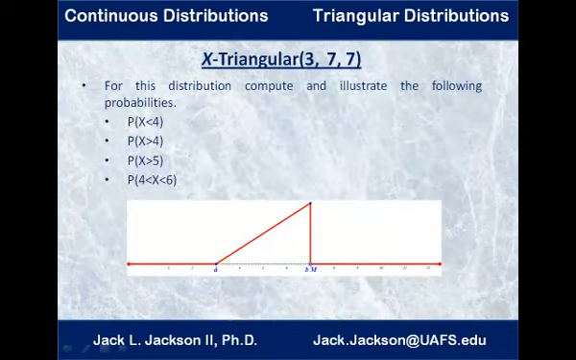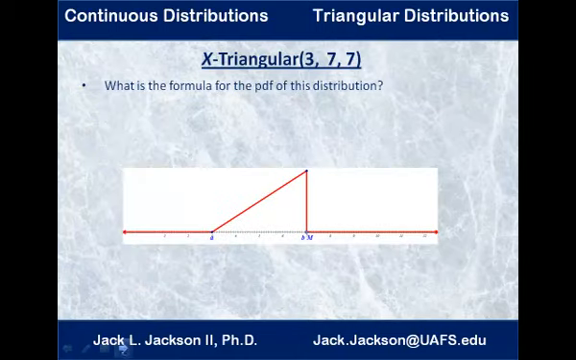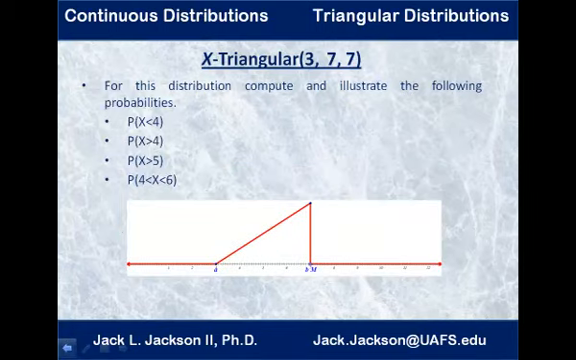Okay, so use this information and see if you can figure out actually a couple of different things. We want to figure out these probabilities: the probability that x is less than 4, the probability that x is greater than 4, the probability that x is greater than 5, the probability that x is between 4 and 6, and then also what's the formula for the PDF. So see if we can go back and figure out those two things: the formula for the PDF and the values of these probabilities. Figure these out now, please. Press pause.